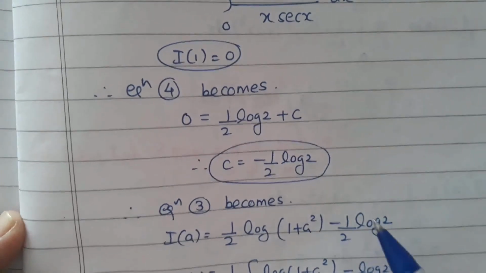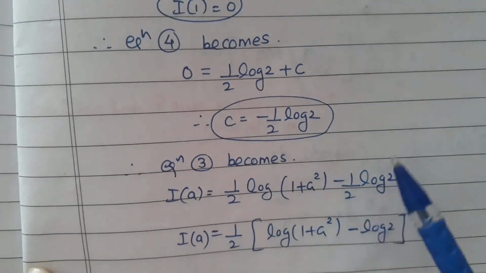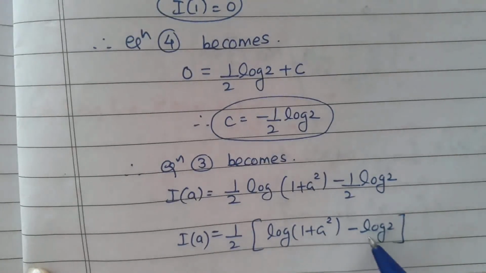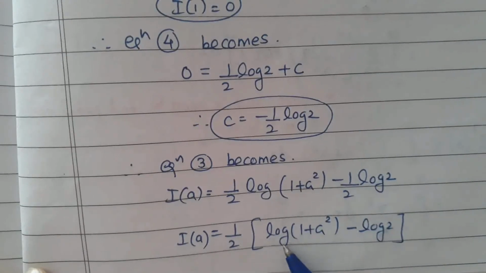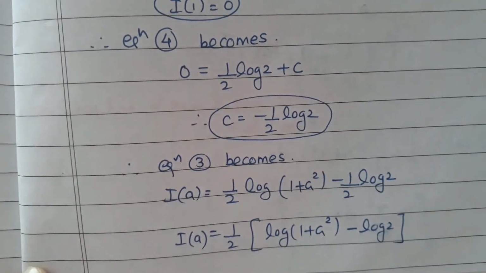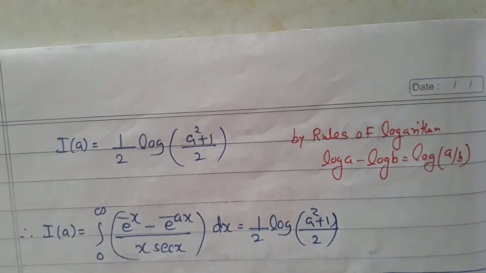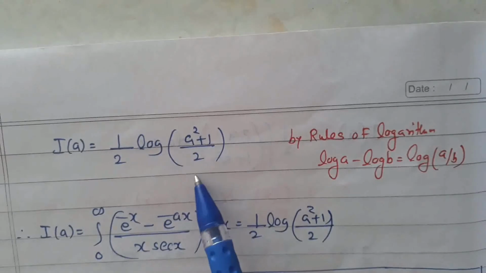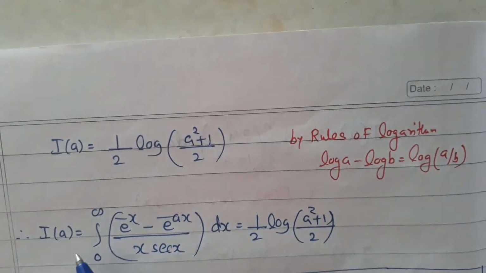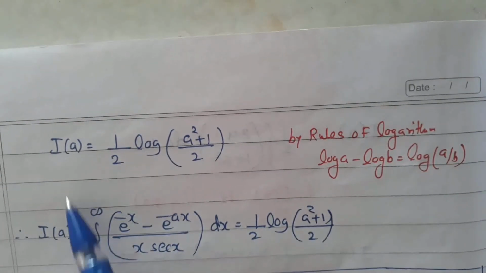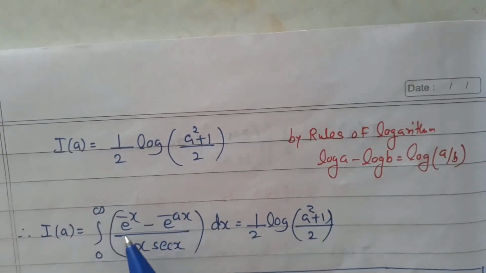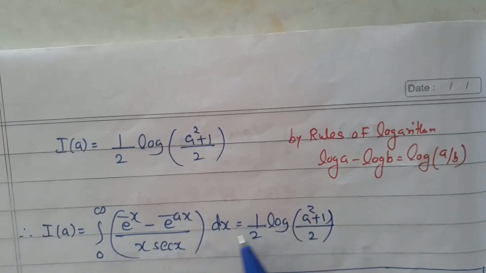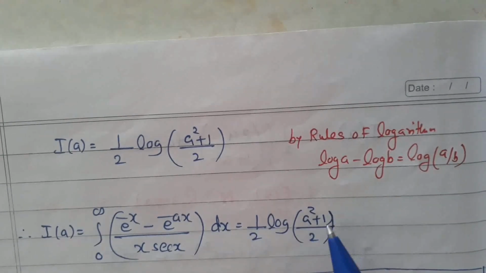Now use the rules of logarithm. Take 1 by 2 common. This term becomes log of 1 plus a square minus log 2. And we know that log a minus log b is equal to log of a upon b. Therefore, I of a is equal to 1 by 2 log of a square plus 1 upon 2. So finally, you have the value of this integral I of a, the integral from 0 to infinity of e raised to minus x minus e raised to minus ax upon x sec x dx is equal to 1 by 2 log of a square plus 1 upon 2.